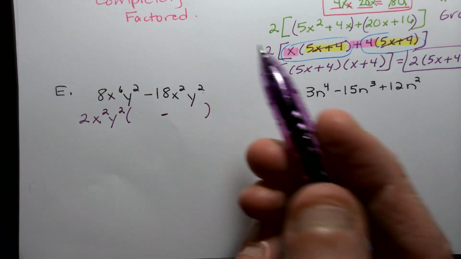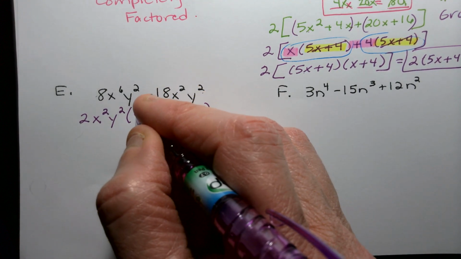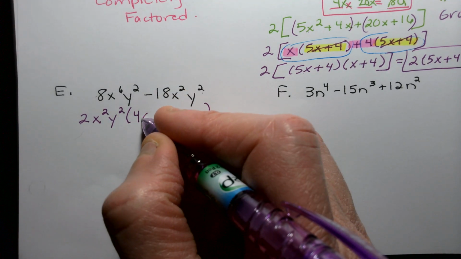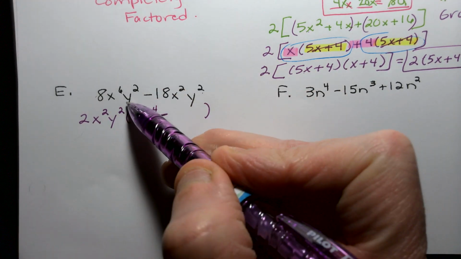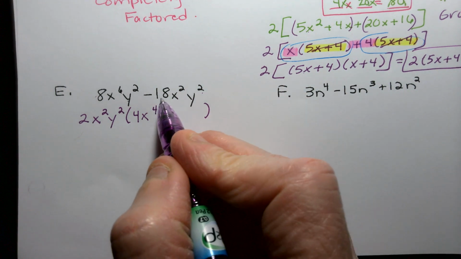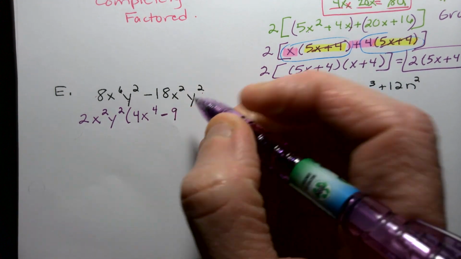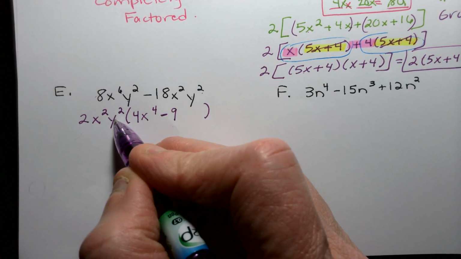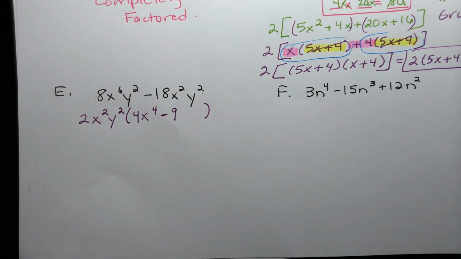Put your minus in there. So 8 divided by 2 is 4. Now if I took 2 x's out, I'm going to be left with 4. And I took the y squared out, so it's not there anymore. It's gone. 18 divided by 2 is 9. X squared I took out. Y squared I took out. So there isn't anything else there.